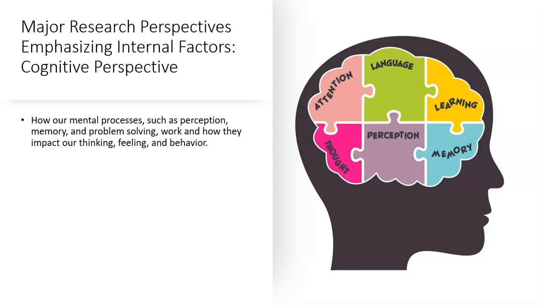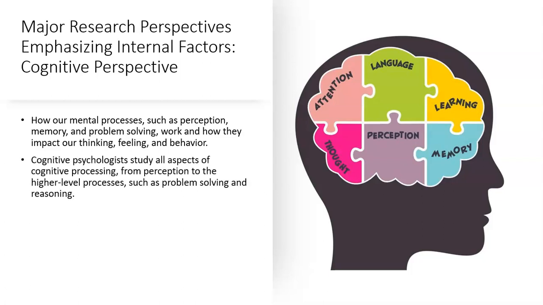So the cognitive perspective emphasizes how we use these mental processes, memory, problem solving, perception, etc., as we navigate our social world. How do we think about ourselves and think about other people, think about the world and our place in it? How do our emotions connect to those mental processes of thinking? And how do those decisions, those strategies, how does our memory impact our behavior?